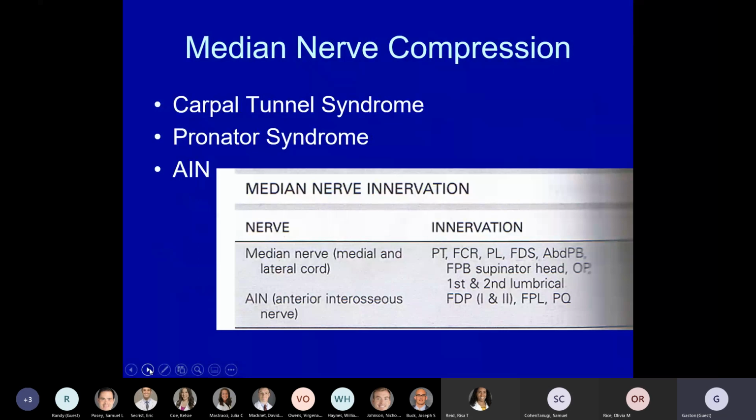Places the median nerve can be compressed. Obviously the carpal tunnel, also in the forearm at the pronator, as it goes between the two heads of the pronator teres, or you can get isolated AIN palsies.